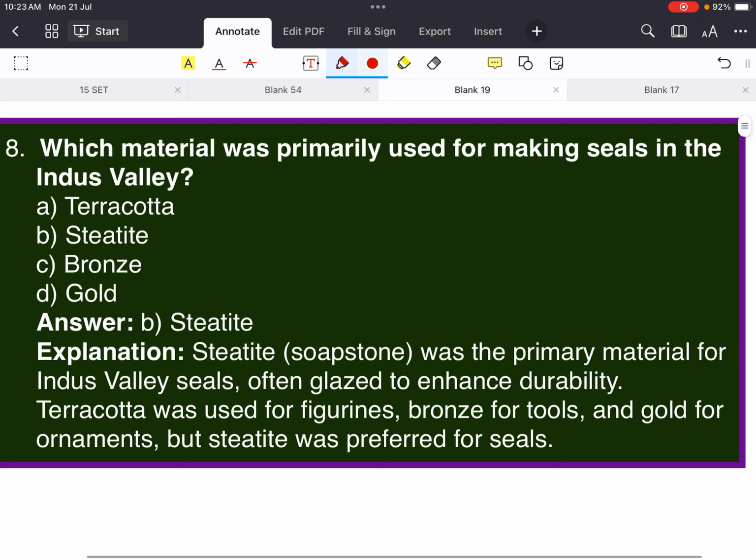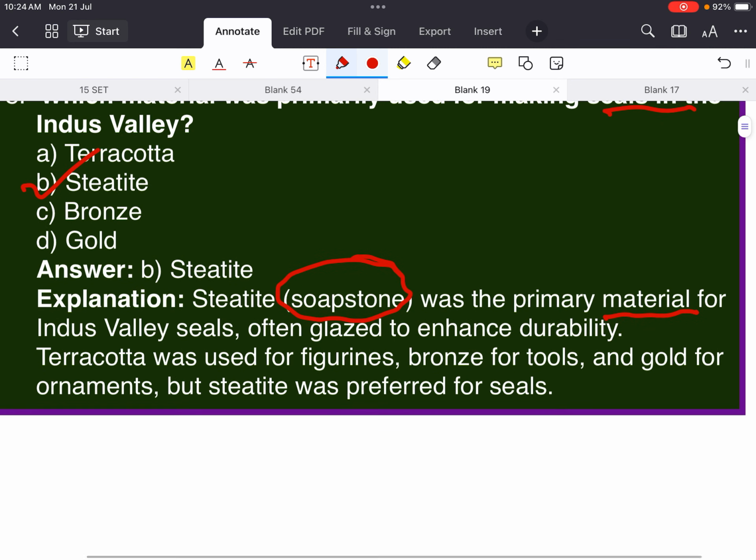Which material was used for making seals in the Indus Valley? That is steatite, option B. Steatite, a soapstone, was the primary material for Indus Valley seals, often glazed to enhance durability. Terracotta was used for figurines, bronze for tools, and gold for ornaments, but steatite was preferred for seals.